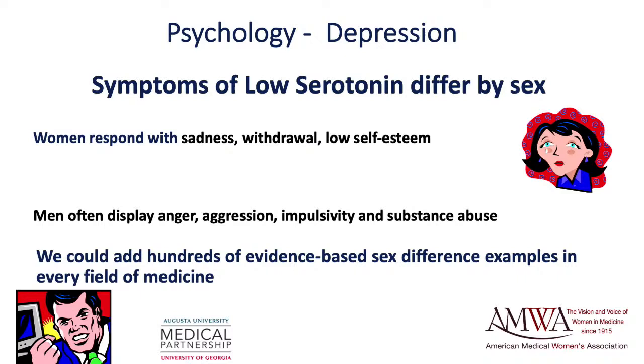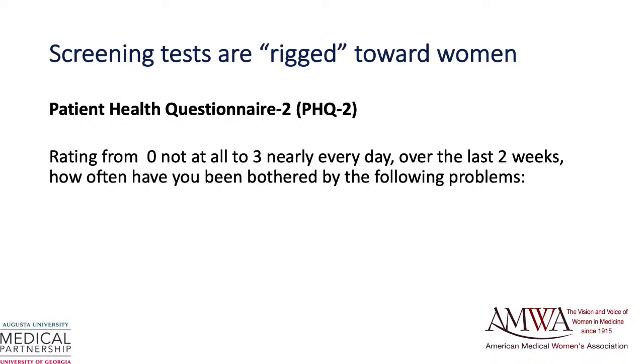Wouldn't it be awesome if we were able to consider depression in both men and women? But unfortunately, our screening tests are actually rigged towards women. Currently, every time you go to the doctor's office, you get a PHQ-2, which is a two-question screening questionnaire about depression. And we don't differentiate if you're a guy or a girl. For a woman, the questions are: little or no interest or pleasure in doing things, feeling down, depressed, or hopeless.